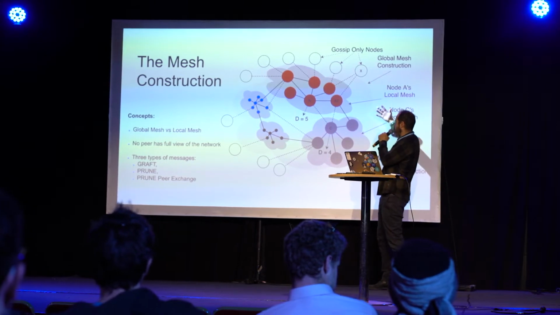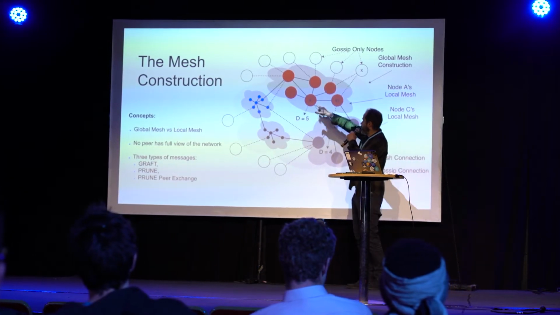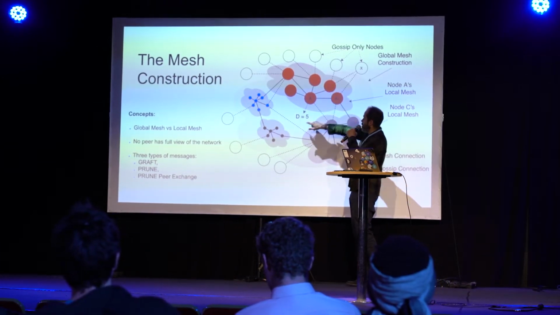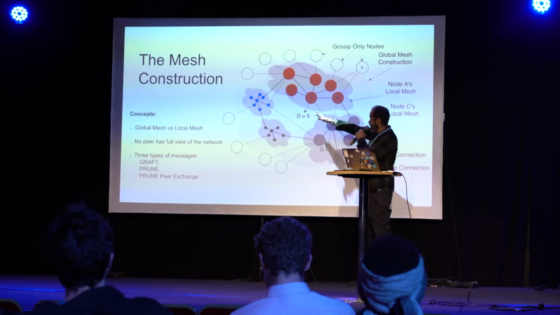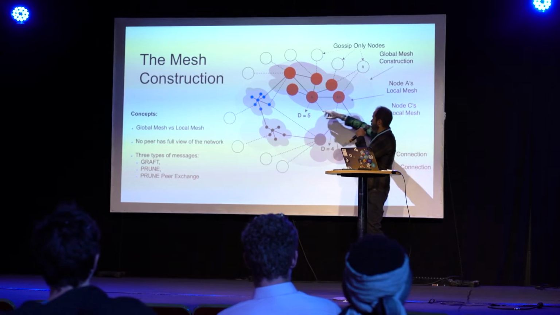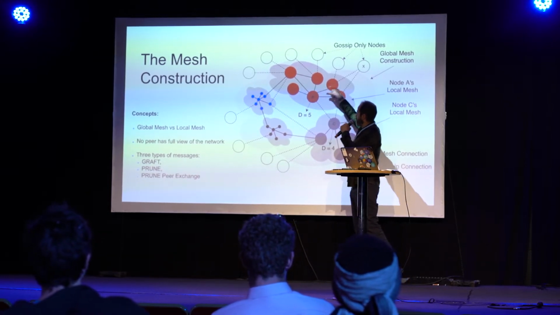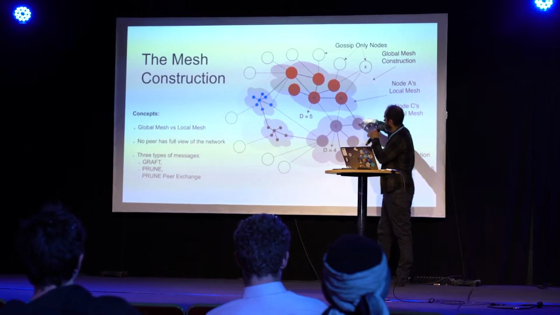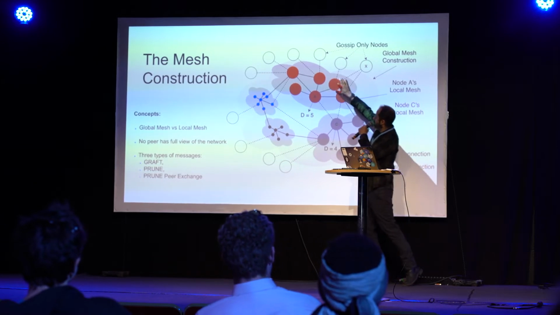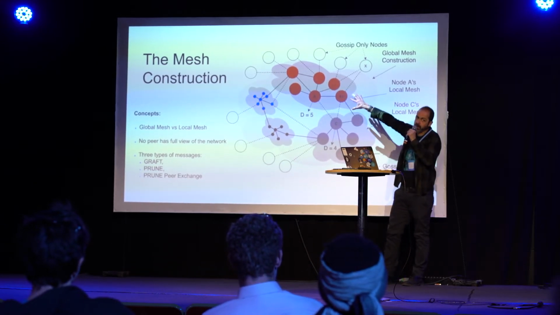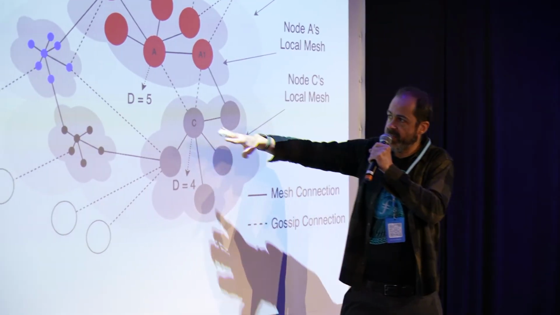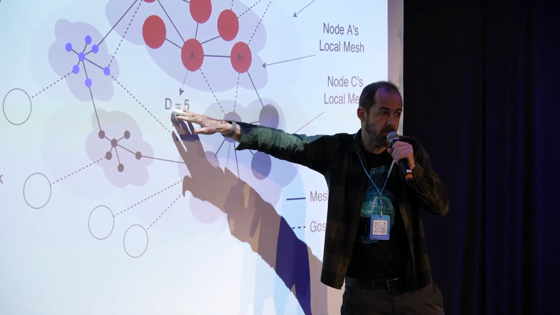Then we have the local mesh, which is that every node in the network, say node A here, is directly connected to a number of other nodes. In this case, it's D equal 5, right? And then, of course, every node like this has direct connections to others. These other nodes also have direct connections to others, and every node is kind of building its own little cloud like that, okay? And they try to have a relatively stable number of directly connected peers.